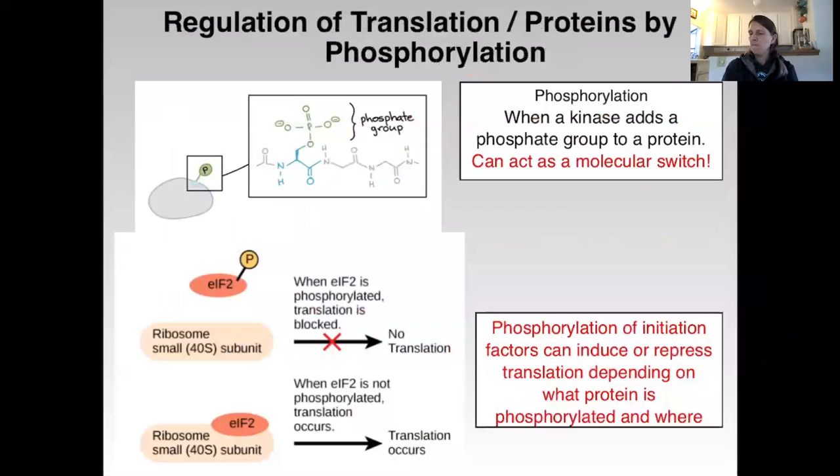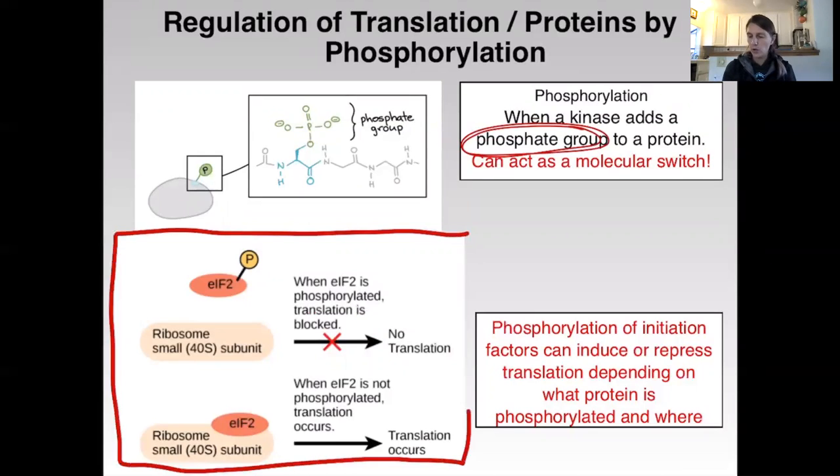All right. So regulation of translation or proteins can occur through our favorite phosphorylation, right? And remember, phosphorylation is when you're adding a phosphate group to a protein, right? Adding a phosphate group can act as a molecular switch, right? So it can either turn on a protein or turn off a protein. And just as an example, and this is the kind of thing, here, I'll highlight right here. This is the kind of diagram that I would show you that you've never seen before, that you should be able to interpret what is happening, right?